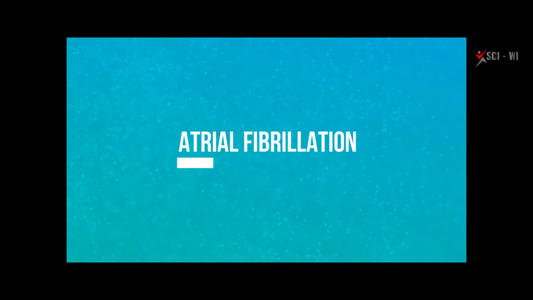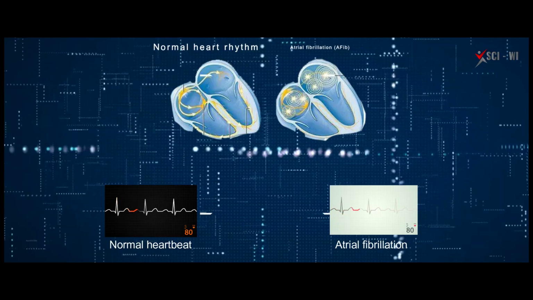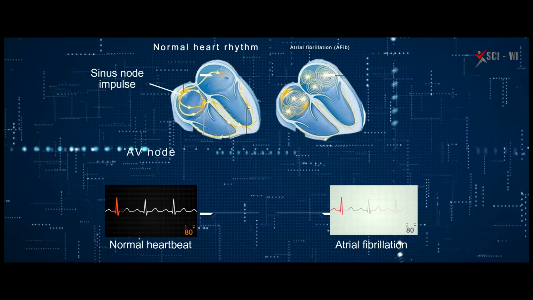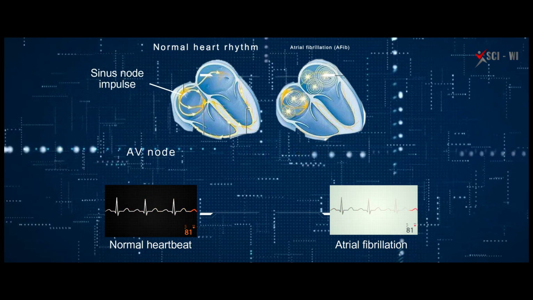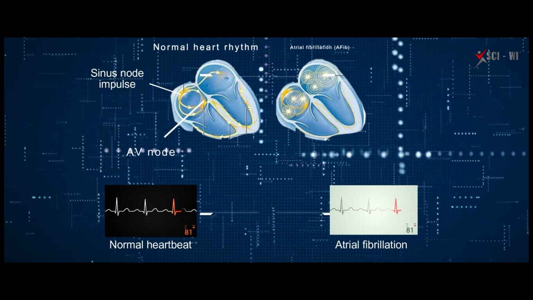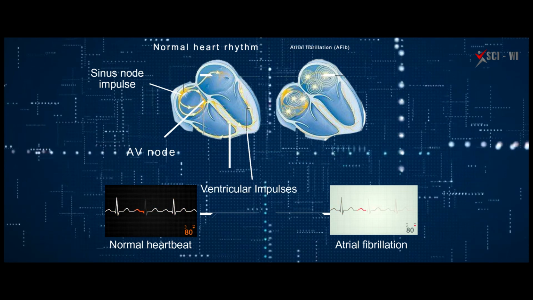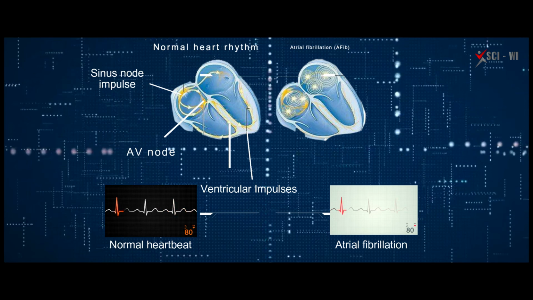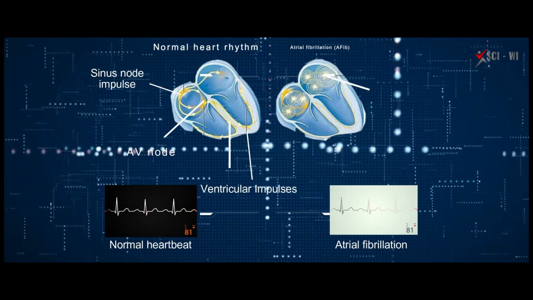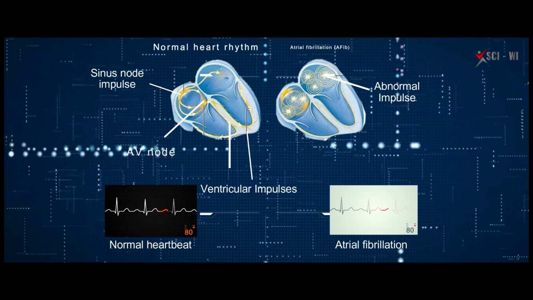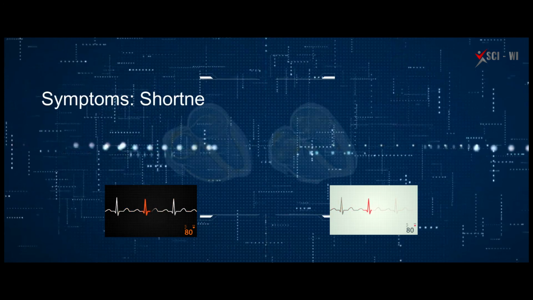Atrial fibrillation is a heart condition that causes an irregular and often abnormally fast heart rate. You can see in the graph the difference between normal and abnormal heartbeat. A normal heart rate should be regular and between 60 and 100 beats per minute when you are resting. You can measure your heart rate by checking your pulse in your wrist or neck.